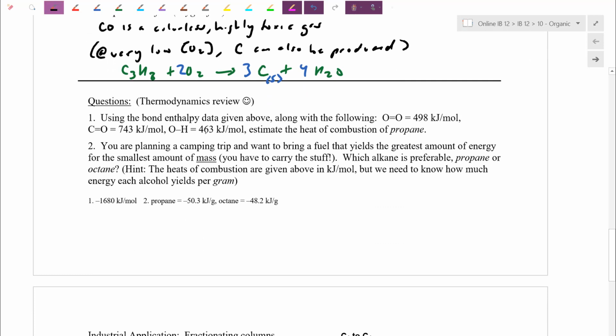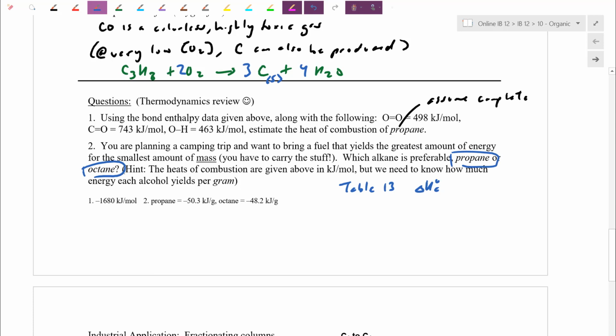So they give you some bond enthalpy data here. Estimate the heat of combustion for propane. You're going to always assume complete combustion. Assume we fully get CO2 unless otherwise specified. And then they start talking about table 13, which has a bunch of heats of combustion. You should be able to find both propane as a source and octane as a source here.